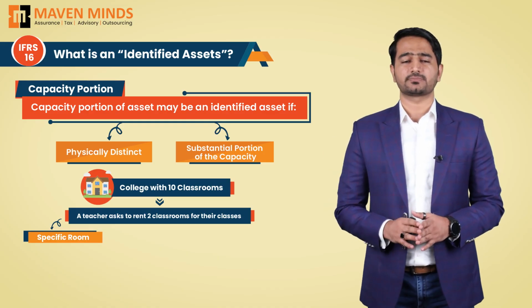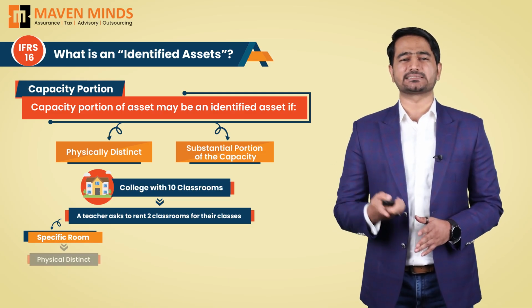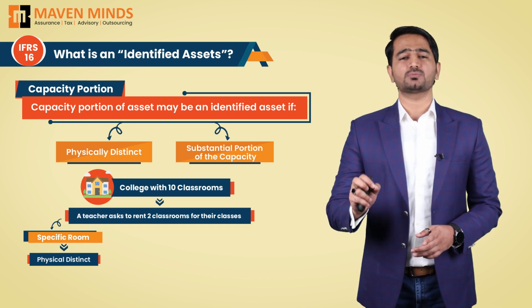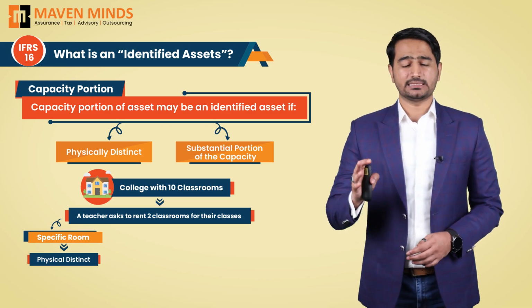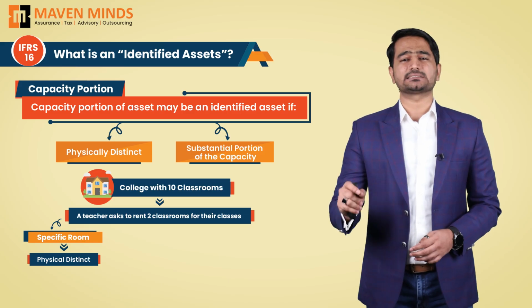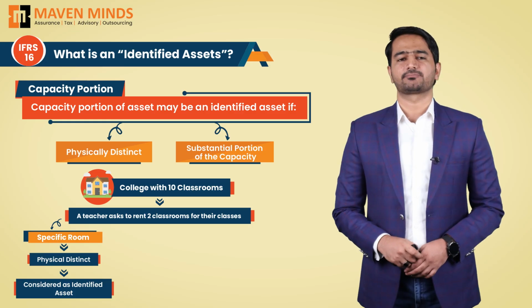solely for his use, then I have made that portion of my college physically distinct. The teacher knows exactly which classrooms he is getting and no one else is using them. In this case, classroom number 7 and classroom number 8 would be considered an identified asset because they are physically distinct.